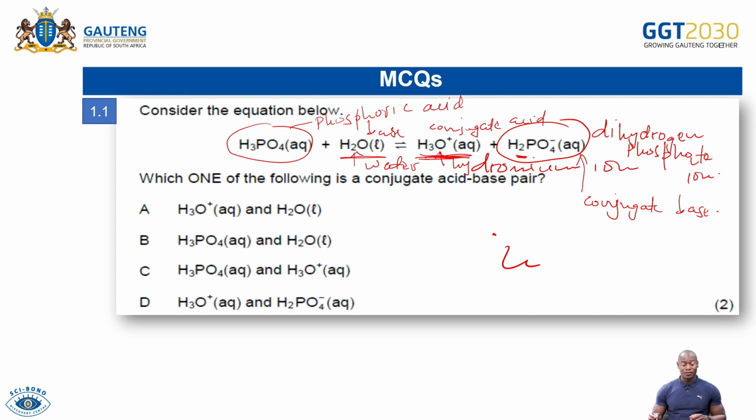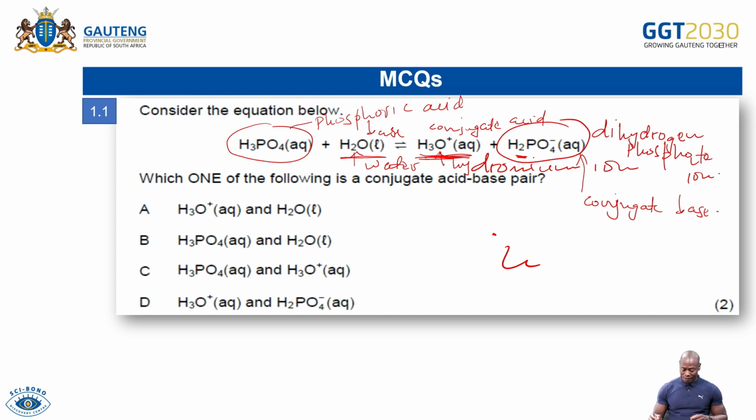So you have H3PO4 plus H2O to produce H3O+ and H2PO4 minus. H3PO4 is an acid which will produce a conjugate base. A conjugate base is formed after a proton has been removed from an acid. So there's a removal of a proton when it comes to a conjugate base, and when it comes to a conjugate acid, there's addition of a proton. That is very, very important, right?